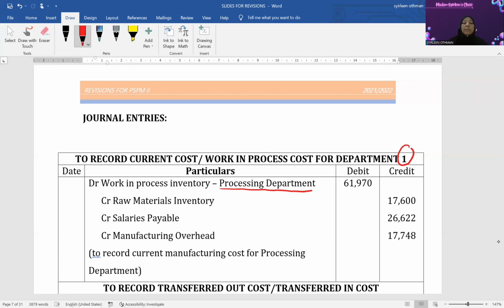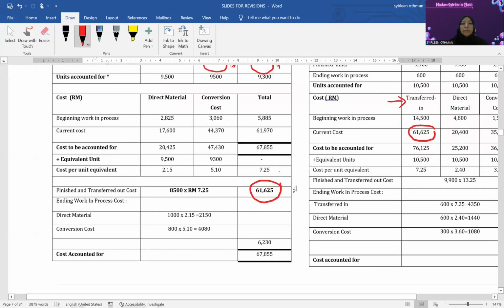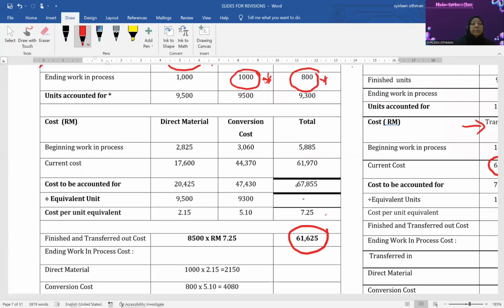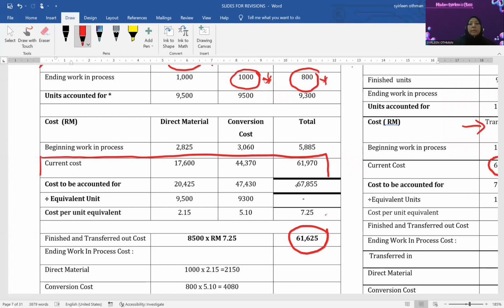Okay. So macam mana nak dapatkan nilai 61970 ini? Okay, 61970 ni, you need to go to your table just now. Okay. Nilai tu kita ambil dari current cost. Okay. So this is the item that is taken to be journalized. So 61970 is your WIP inventory for processing department. So apakah item yang akan ada dalam WIP tu?